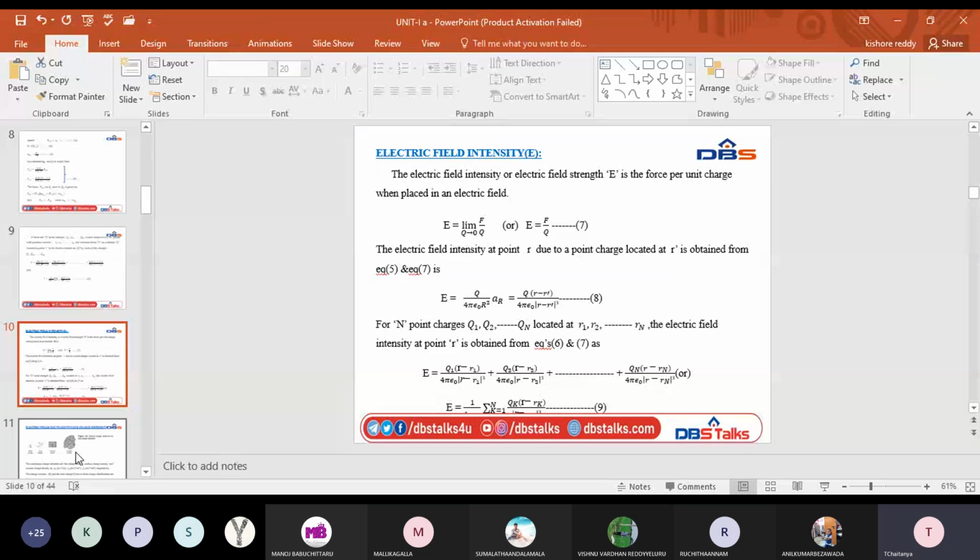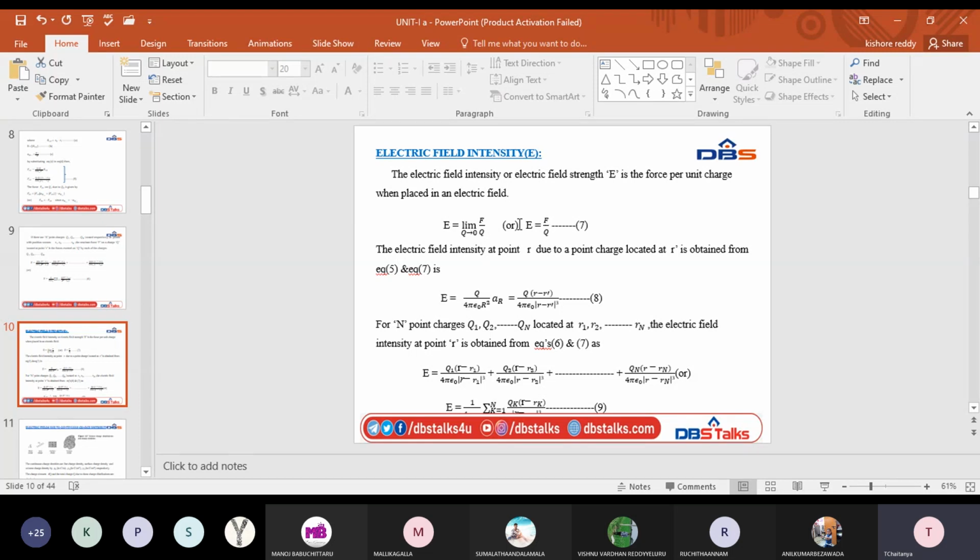See, our next concept, we have to find the electric field intensity, E. The electric field intensity is also called electric field strength. The definition is force per unit charge is nothing but electric field intensity. E equals F by Q, and we can substitute the F value. F is nothing but force. We have already recognized the force with the help of Coulomb's law. That I can substitute here.